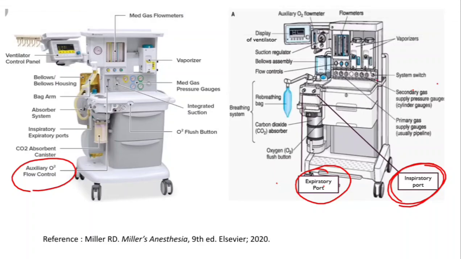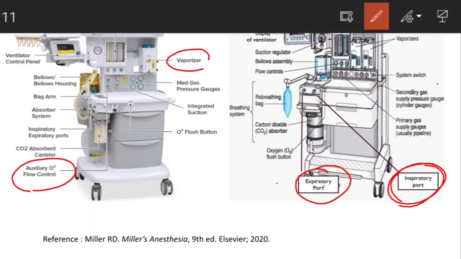Then we have the gas flow meters. Above this you can see the gas flow meters. What is the function of the flow meter? It measures and regulates the flow rate of the gases, like the flow rate of oxygen, nitrous oxide and air. Then we have the vaporizers. The vaporizer is the component that turns the liquid anesthetic agents into vapors, which mix with the gas flow to keep the patient sedated.